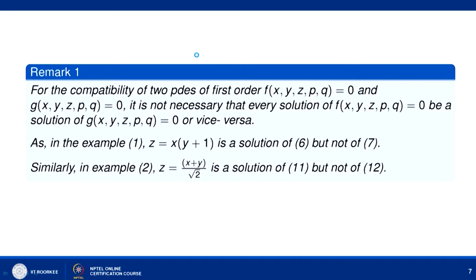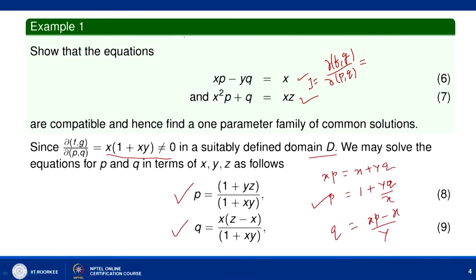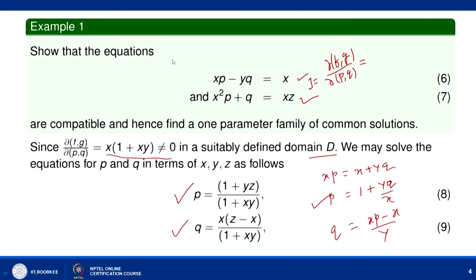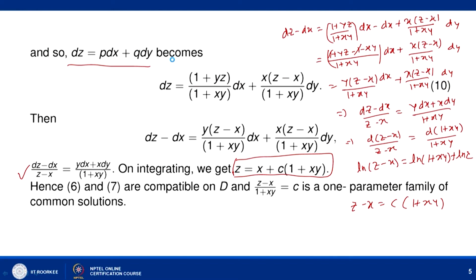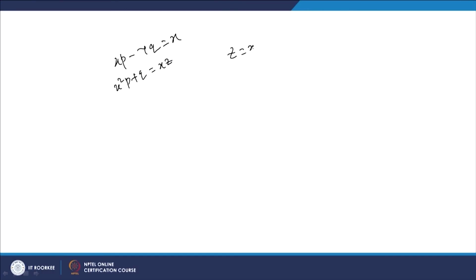Let us look at the first problem. The first problem is this: xp minus yq equal to x, and the other equation is x square p plus q equal to xz. So if we want to see that z equal to xy plus 1 is a solution of the first but not the second, let us see that z equal to xy plus 1.